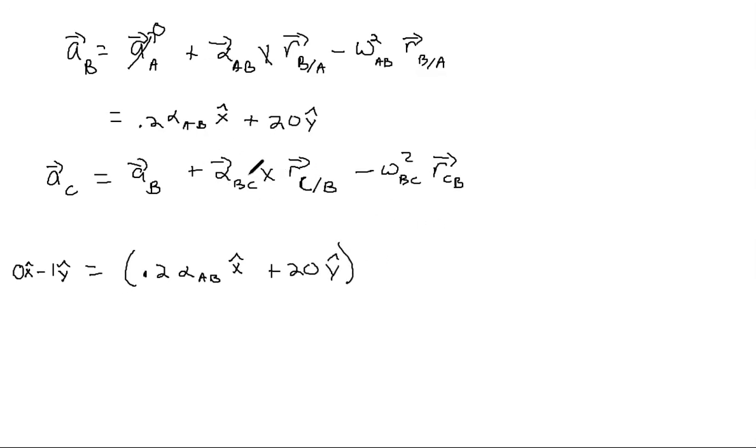Great. And then I have to work out this cross product. I know I have alpha BC Z hat cross RCB, and this is going to be 0.2 over the square root of 2 times negative x hat plus y hat. Get that right?